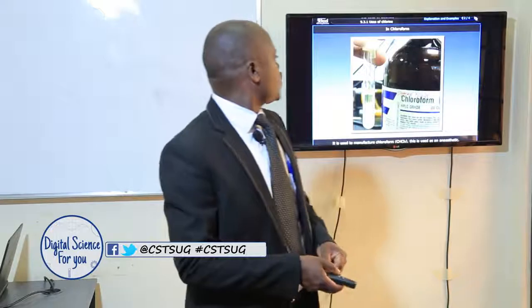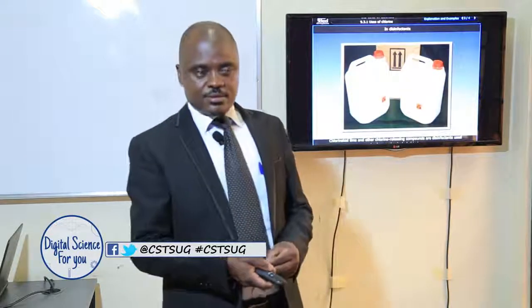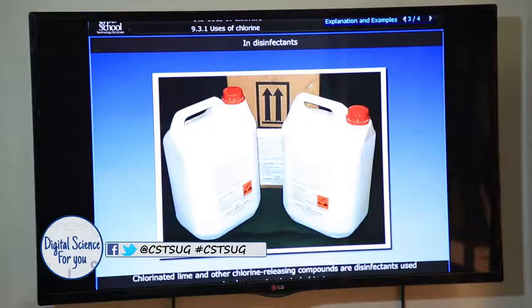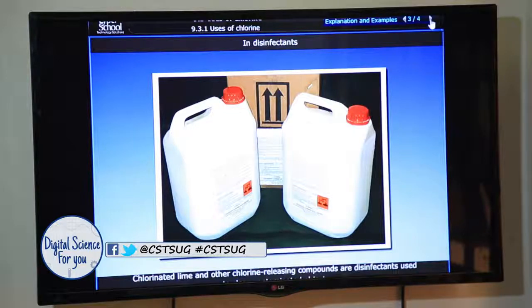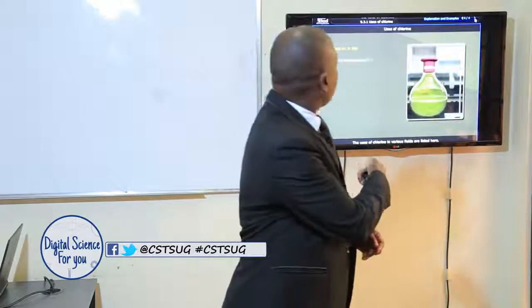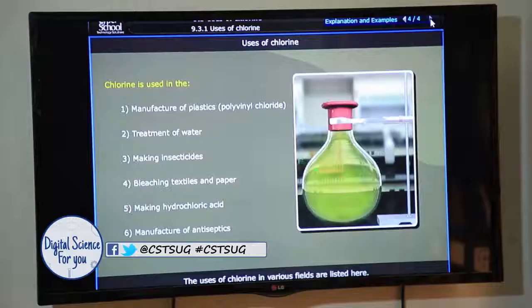Chlorine is also used as a disinfectant. For example, in the treatment of water, there is some chlorine. Sometimes it is too much and the water itches you, and that is because of the chlorine which is put there. Another use, of course, chlorine is used in manufacture of plastics, for example, polyvinyl chloride.